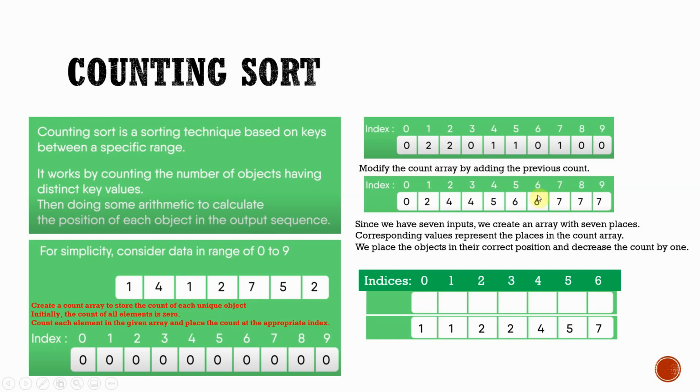Right, so based on this, since we have 7 inputs, we create an array with 7 places. Now that we have modified the count array, we want to find the output. Corresponding values represent the places in the count array. We place the objects in their correct position and decrease the count by 1. Now let's see what this means.